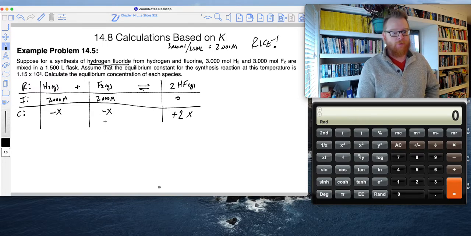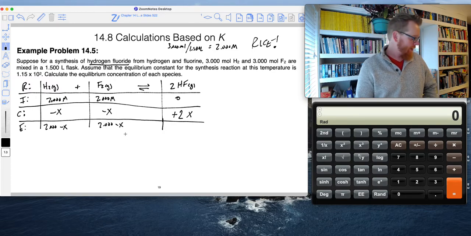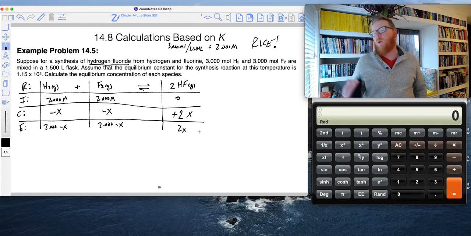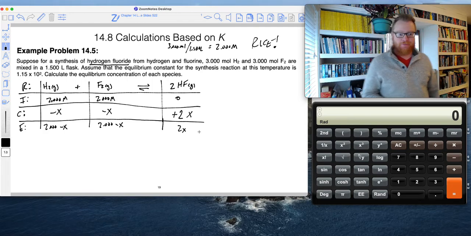It has to, okay? And so now for my equilibrium column, let's see if I left myself enough room, just barely. So that means at equilibrium, this will be 2.00 minus x. This will be 2.00 minus x. And this would just be 2x. I could say 0 plus 2x, but that's not necessary.